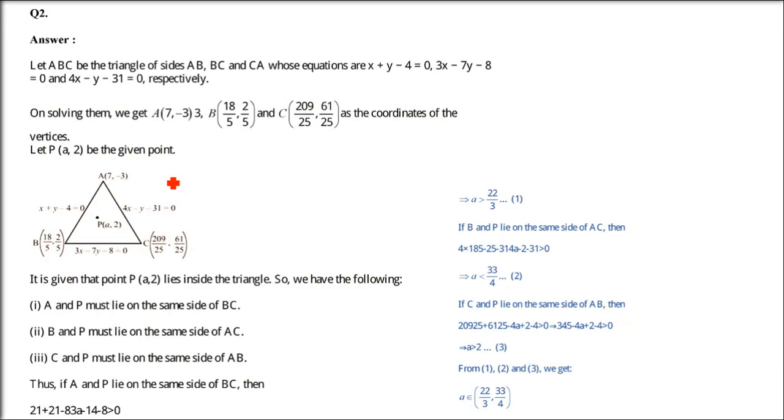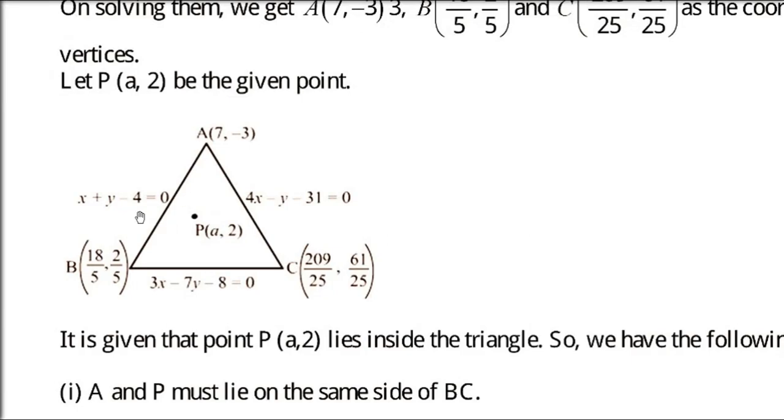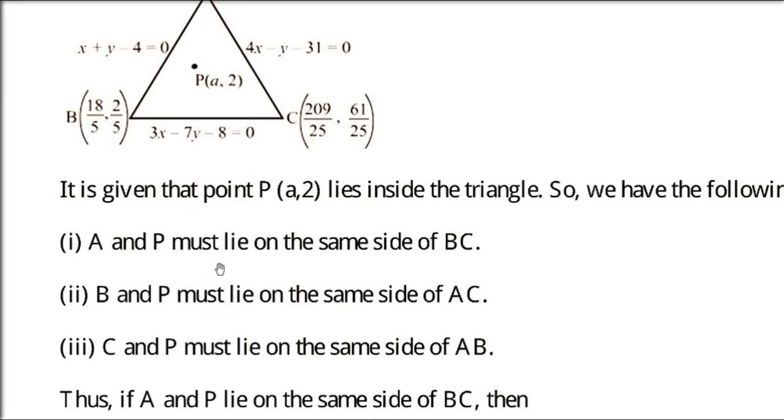Find the values of the parameter A so that the point A, 2 is an interior point of the triangle formed by the lines x plus y minus 4 equals 0, 3x minus 7y minus 8 equals 0, and 4x minus y minus 31 equals 0. Same thing we are going to do. Exactly the same thing. So there is a triangle and we have three sides, and we'll take the intersection of these three so that we get the vertices. These three are the lines, and you have to find out the vertices. And this P, that is given as A, 2, has to be in the interior of this triangle.